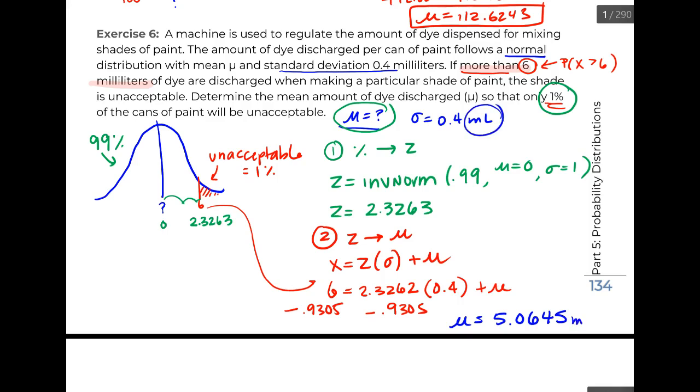This is all about milliliters. So that's what they should set the mean at, so that way they only end up with 1% of the paint being unacceptable. So that's pretty much as hard as the normal distribution questions can get. You will see this. There are a bunch on the worksheet that you'll be doing in class this week. I'll leave exercise 7 for Professor Steele to do with you guys as an example.